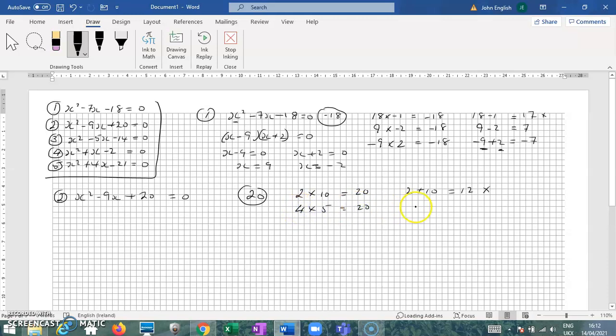Well, that gives us a positive 20. But if we add those together, 4 plus 5 gives us a positive 9. Okay, so at least we're getting close to what we're looking for, but we need a negative 9. So that is not equal to us either.